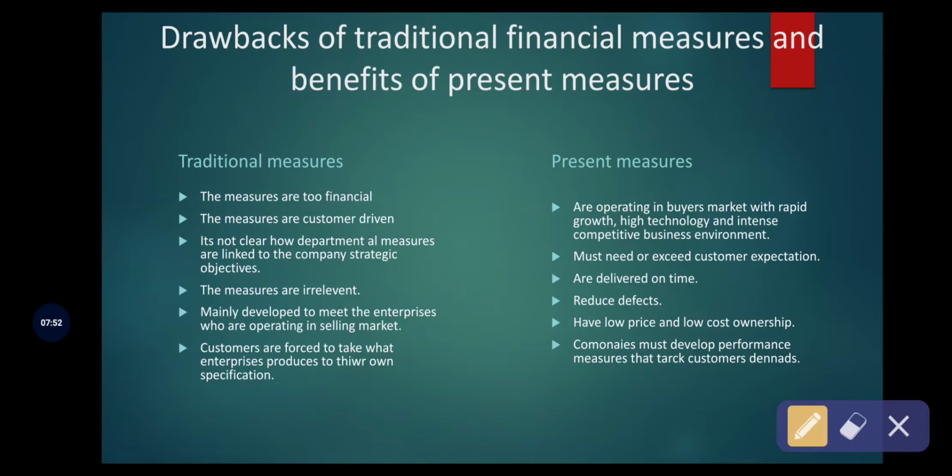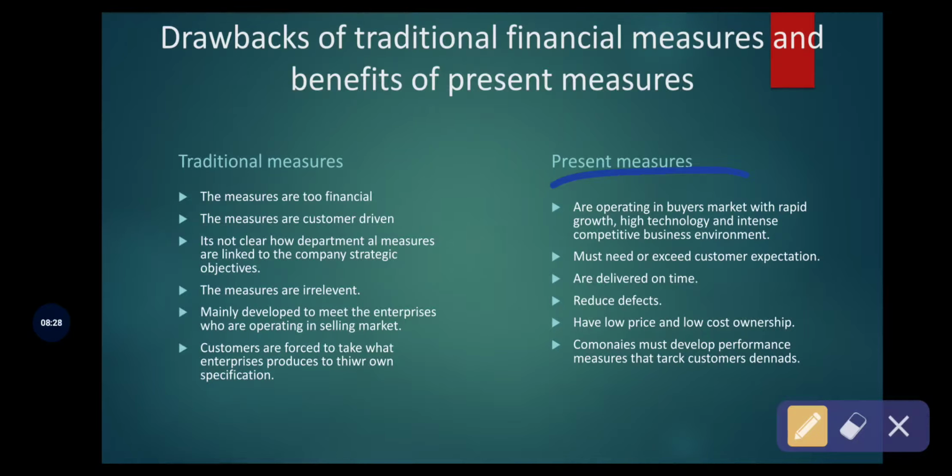Next, the customers were forced to buy the goods, whatever goods were manufactured by the company, those goods must be purchased by the customers. So the customer specification was not taken into consideration, the company's specification was taken into consideration. So here customers were fully ignored, the main objective was only profit. Now let's see the present, the new measures.